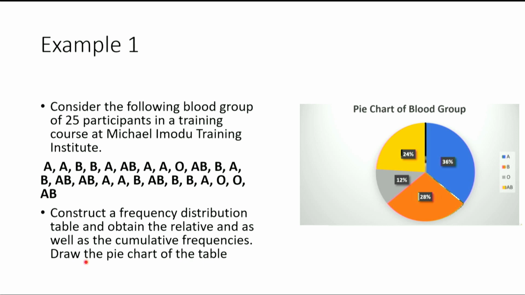Then the next one, now further examples on bar chart. Consider the following blood group of 35 participants in a training course at Graphical Training Institute. The other time we drew the frequency table for this same data. So you can see the different blood groups A, B, AB, and O. You have to construct this in a bar chart.